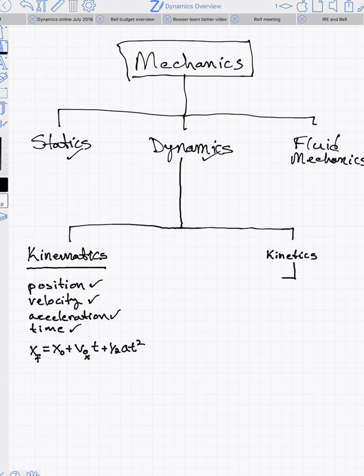Kinetics, we tend to break up into three different categories. And really, these are three different ways in which we are now able to incorporate mass and force into the motion of an object. And again, these three methods of kinetics are something that we've learned before in physics. The first is Newton's second law, relating force, mass, and acceleration.